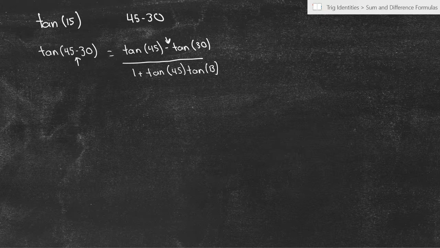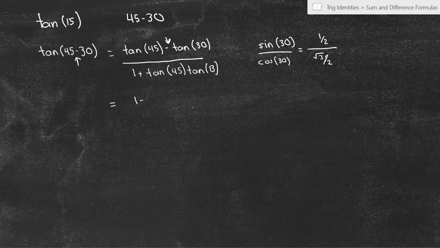So now let's think, we've got tangent of 45. That's going to be 1. So we've got 1 minus tangent of 30. I like to think of it as sine over cosine. So sine 30 over our cosine of 30. Our sine of 30 equals 1/2 divided by cosine of 30, which is root 3 over 2. So then I can multiply by 2 over root 3. Cancel. I'll get 1 over root 3.